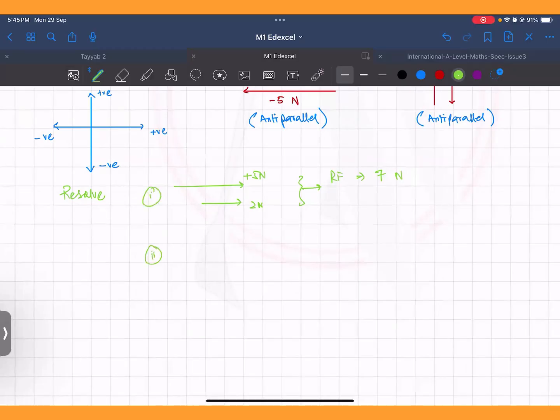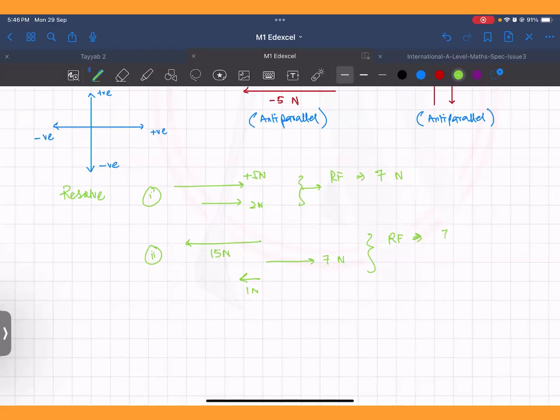Similarly, if you have this is 15 Newton, this is 1 Newton, and this is 7 Newton. Now, what would be the resultant force in this case? That's 16 going to the left, 7 going over there. So 9 Newtons going to the left side.